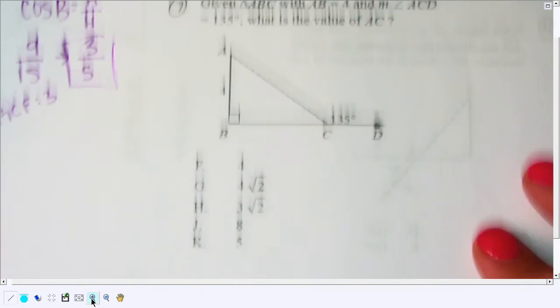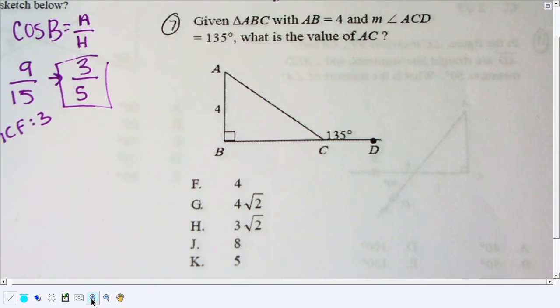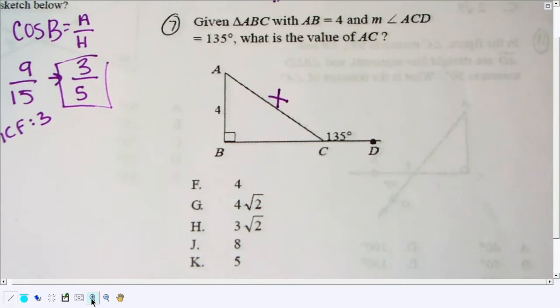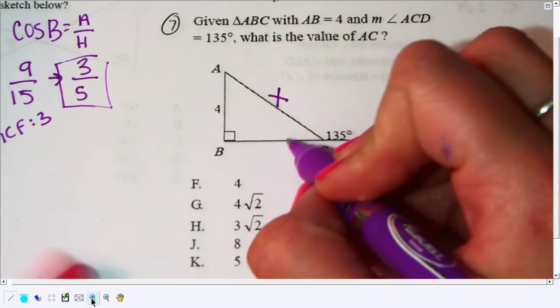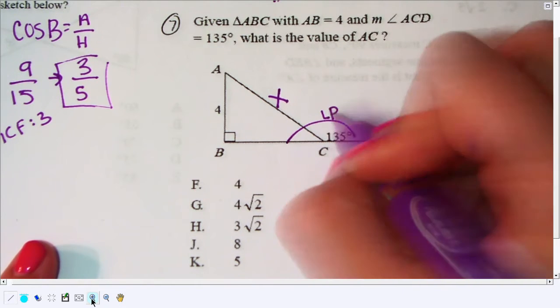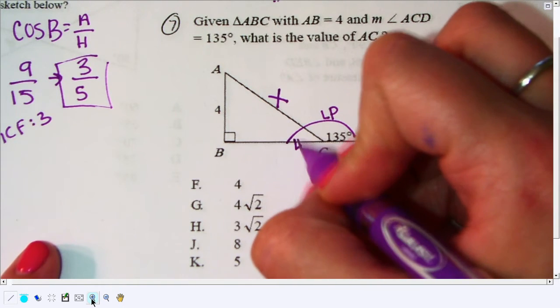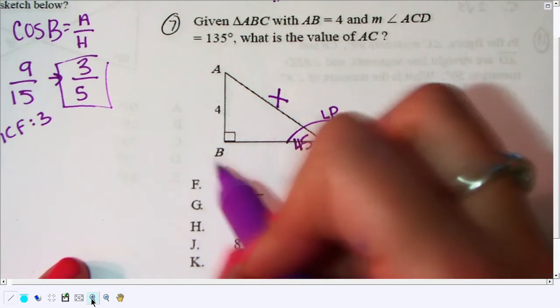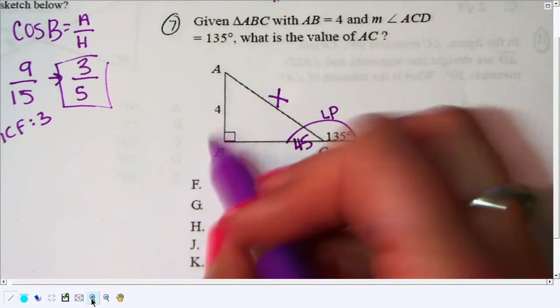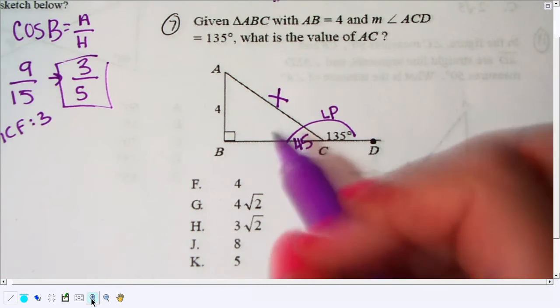All right, this next one wants to know the value of AC. So that's the length, that side measurement. It tells you AB is 4 and ACD is 135. I would look to see that this is a linear pair, which means that it adds up to 180. So 180 minus 135 is 45. These triangles must add up to equal 180, so 90 plus 45 is 135.